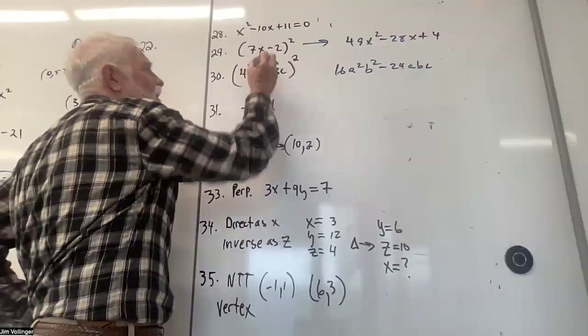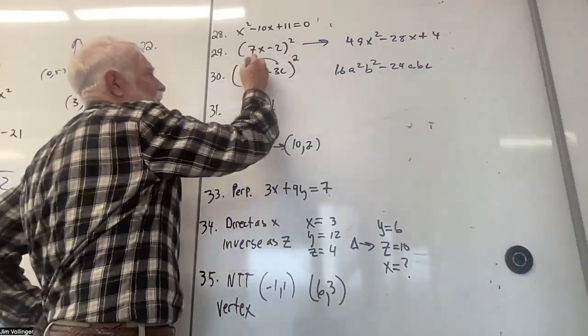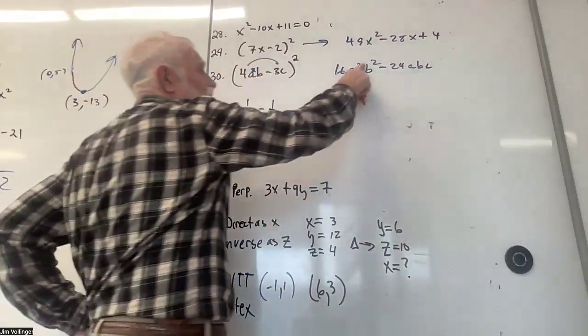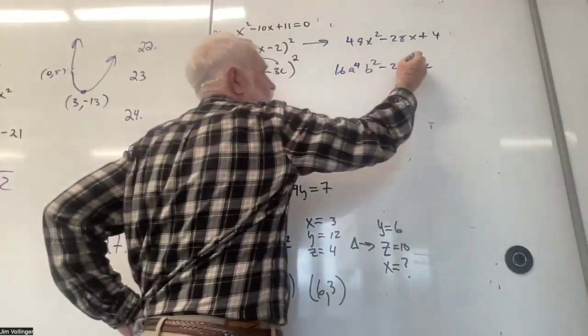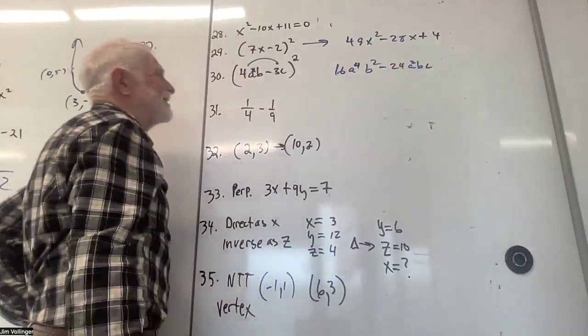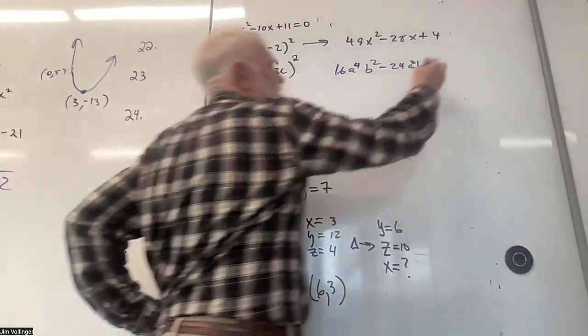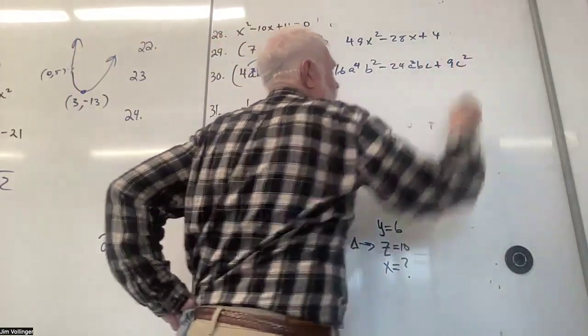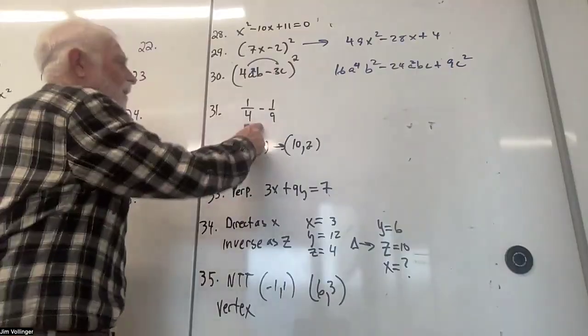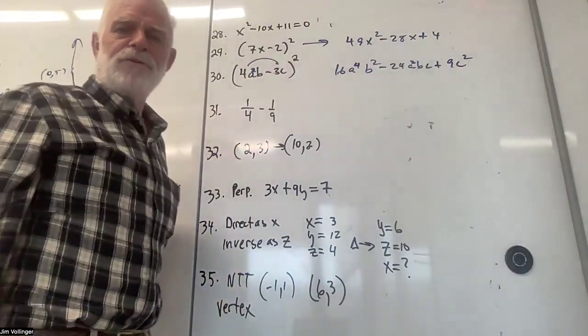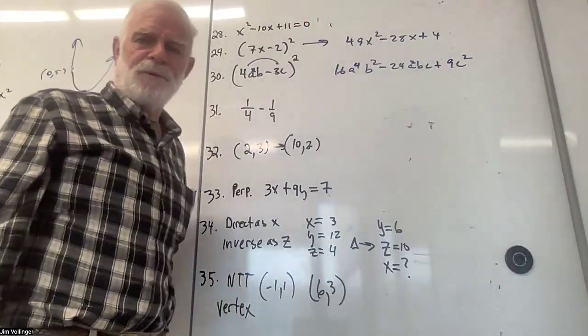What if this was a squared? What would change? If that a term was squared, well, this is to the 4 now, and that's 24a squared bc. And then we square the last term, 9c squared. 1/4 minus 1/9. The subtraction of 2 numbers can always be written as a product.